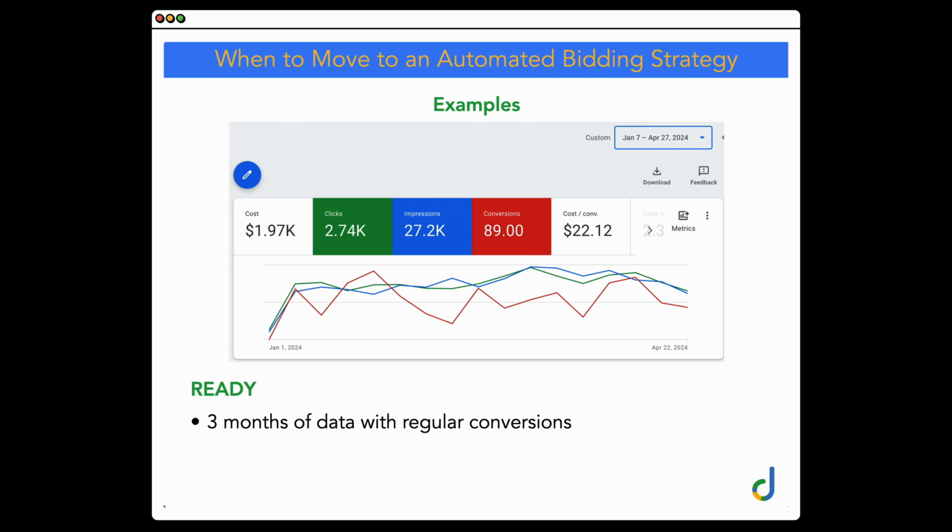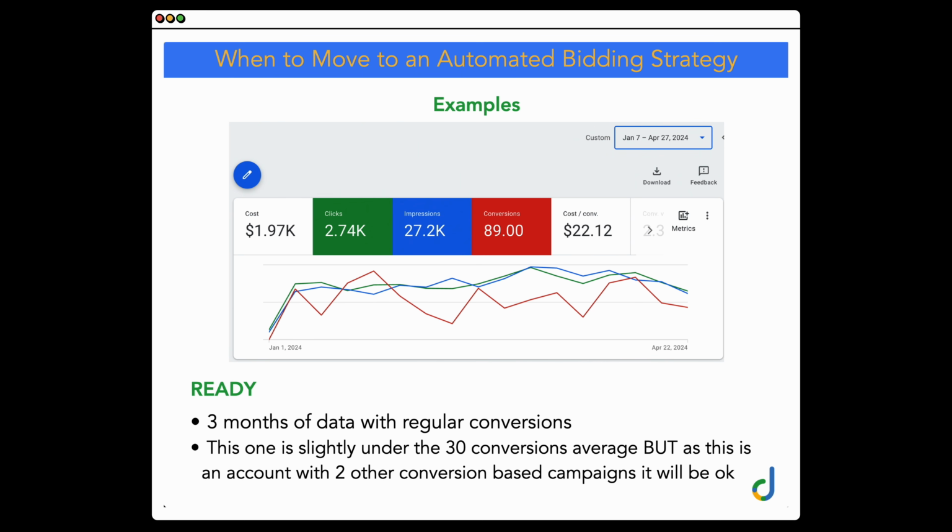And the reason for that is because we had 3 months with regular conversions. So you can see this red line here, especially in this part here, we started to see there were some ups and downs, but we're always kind of above this line with our conversions. Now, this one was actually slightly under the 30 conversions average. So you can see of this 3 months of data, we're at 89 conversions, not the 90 conversions.